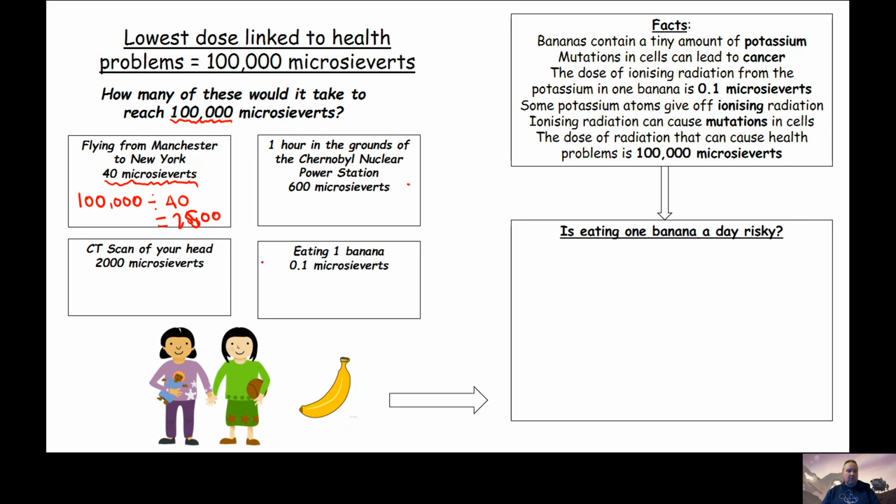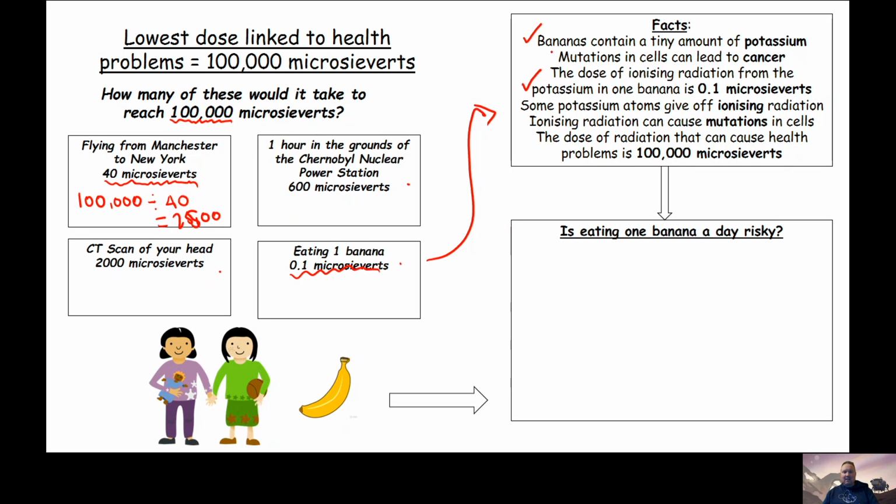So I want you to do those sums in each of these 3 boxes here for the 3 different things I've listed: an hour in the grounds of Chernobyl, a CT x-ray of your head, or eating a banana. I want you to see how many of those it would take to increase your health risk. Now, once you've done that, you've got this last job to do. We've got all these facts here about eating bananas. Bananas have a tiny amount of potassium in them. We know that the ionizing radiation dose from the potassium is about 0.1 microsieverts, like you did in this sum.